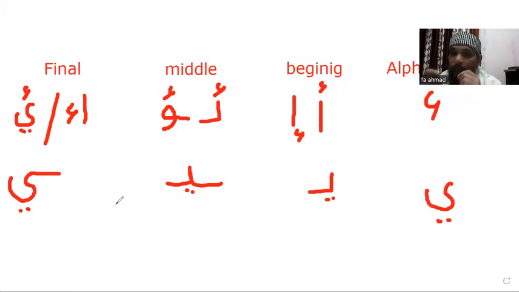No need to memorize. Instinctively you will write the correct way. Just go through, no need to memorize. When you write in the middle, in the beginning, or in the final, instinctively you will know which shape to write. We will practice. So these are the shapes of every letter.